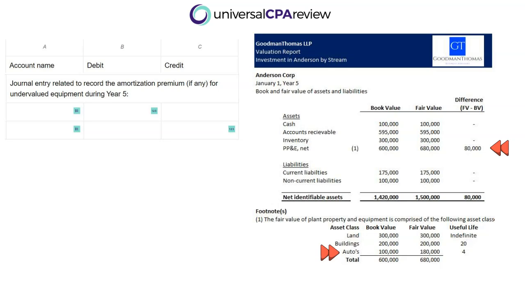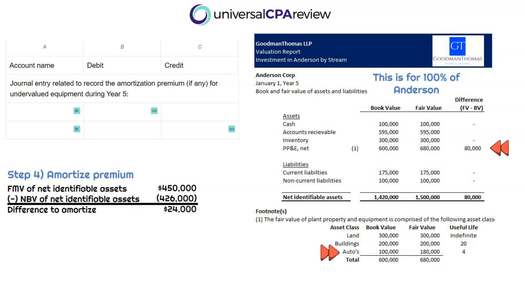Now, when we look back at that report, we see it's at 100% of Anderson. And again, we really need to remember that it's based on our 30% ownership. So if we take 30% of the fair value of net identifiable assets, which was 1.5 million, well, that equals 450,000. And then the book value, if we do the same math, right, 1,420,000 times 30%, that equals 426,000. So based on our 30% ownership, there's a premium to amortize of $24,000.